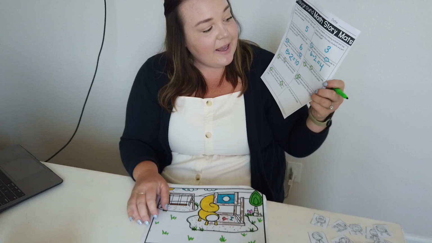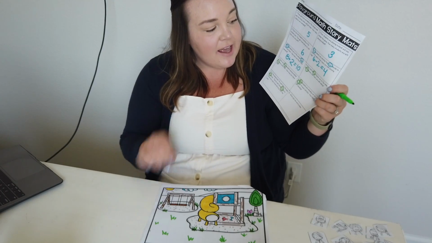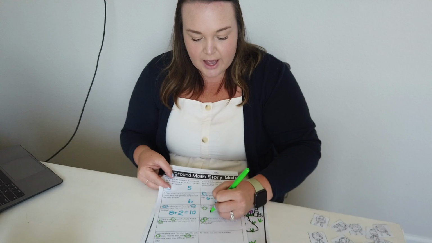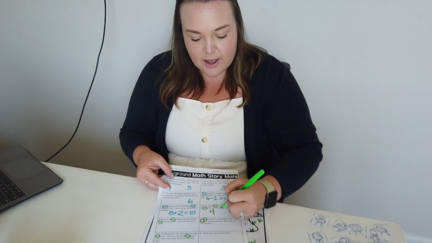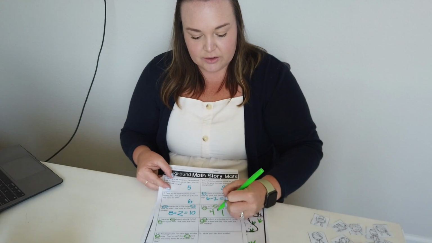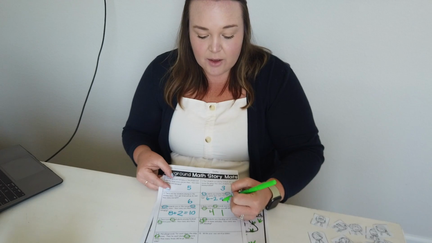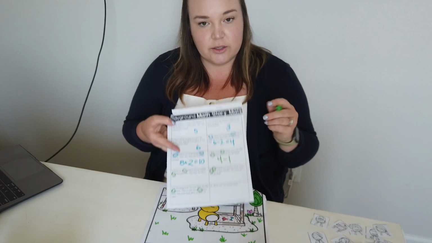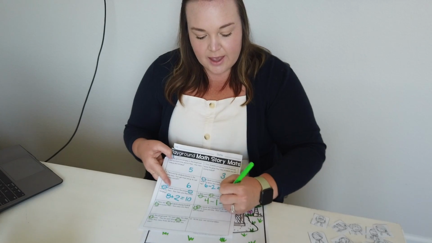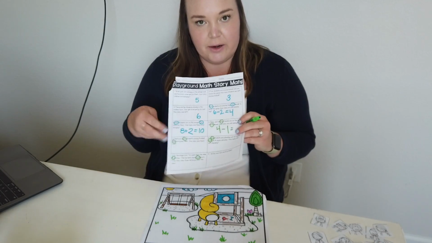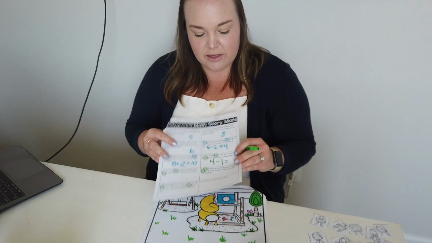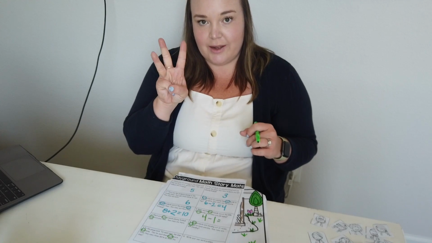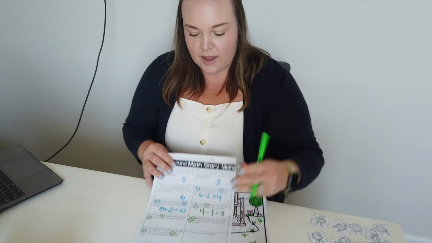So number 6 says Blake and 4 of his friends are on the slide. If 1 leaves, how many are still sliding? So using those clues, I saw the number 4 and 1. I circled those, and then it says 1 leaves. So I know that when they leave, that's usually been subtraction. So we're gonna go ahead and subtract. And if you acted it out on your paper or used your fingers or some mental math, you probably got that 4 minus 1 is 3.